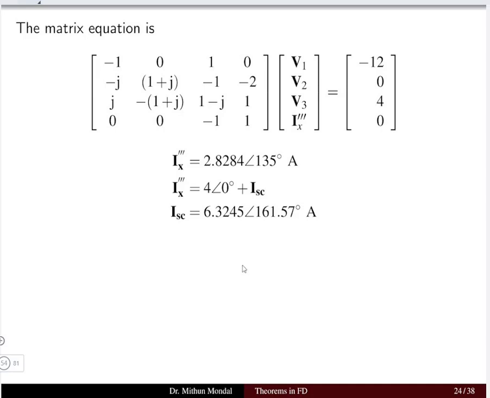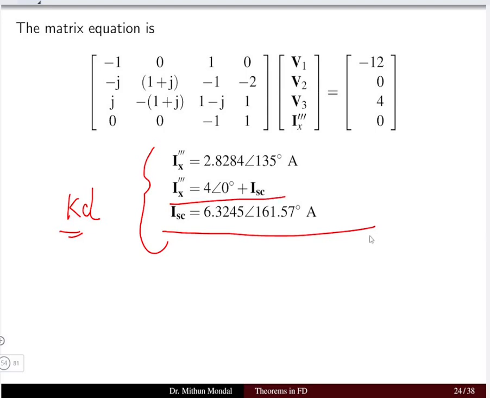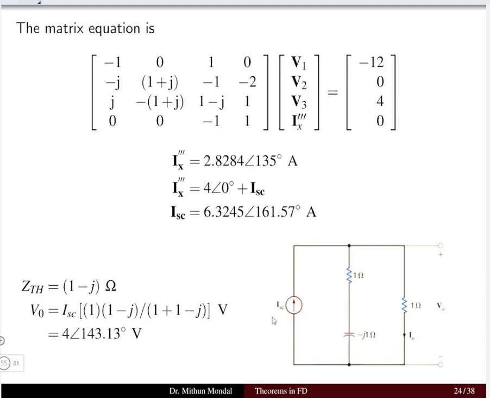Once we have the unknown variables, we can apply Kirchhoff's current law at the node to get the short circuit current. The short circuit current is basically the Norton current which is flowing at the terminal AB. Now my circuit has a short circuit current, that is the Norton current, in parallel with the Thevenin resistance, or otherwise we can write this as Z Norton. These I have to calculate separately.